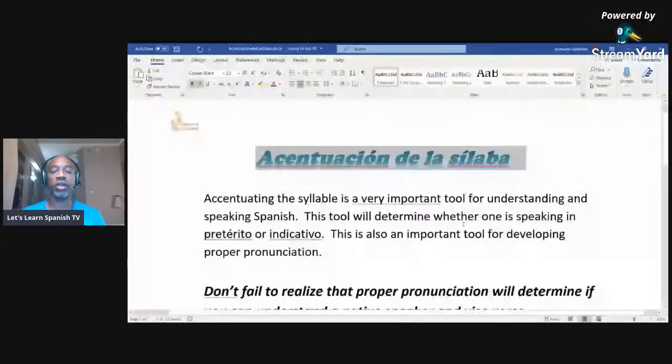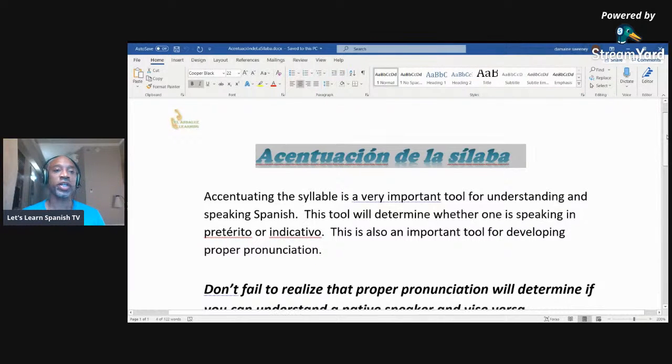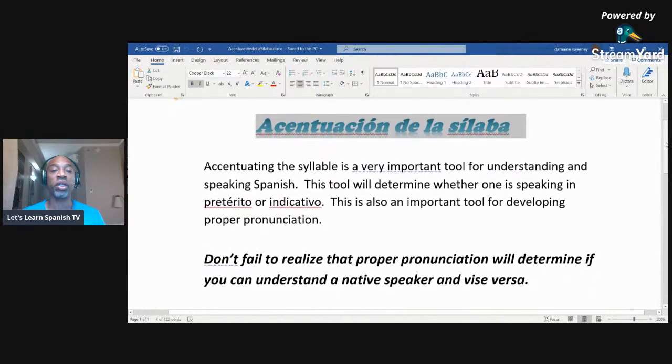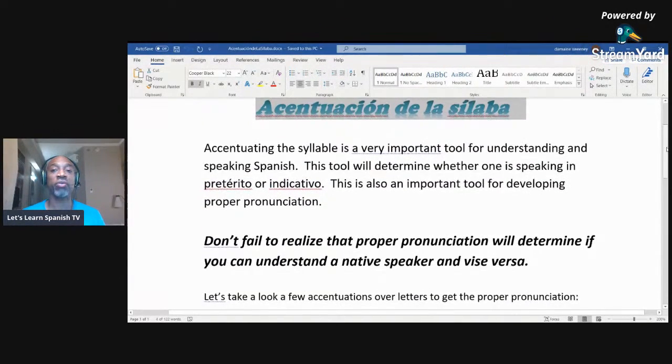All right. Make it nice and big so you can see it. Here we go. Share screen, application window. And here we are. So, acentuación de la sílaba. Practice saying that. Acentuación de la sílaba. Remember, speaking is also reading in an out loud voice.